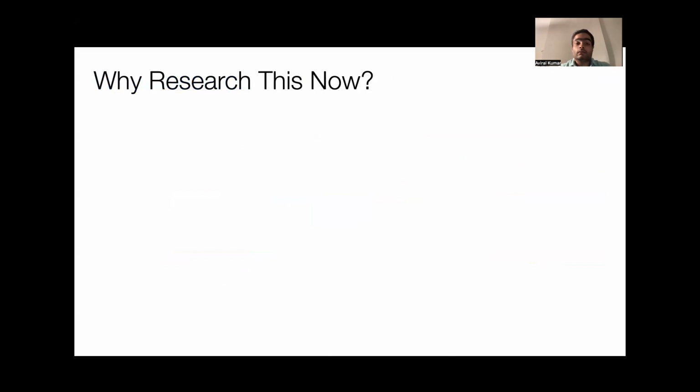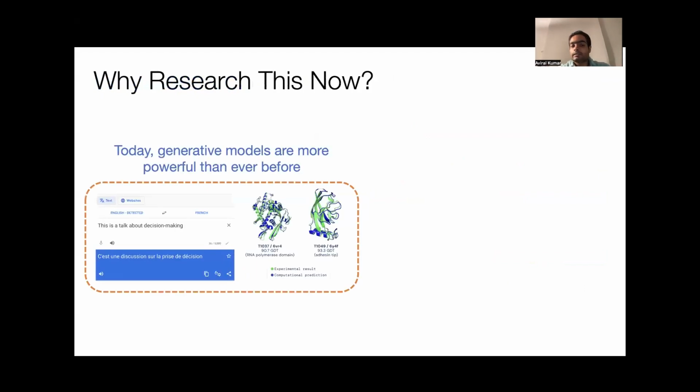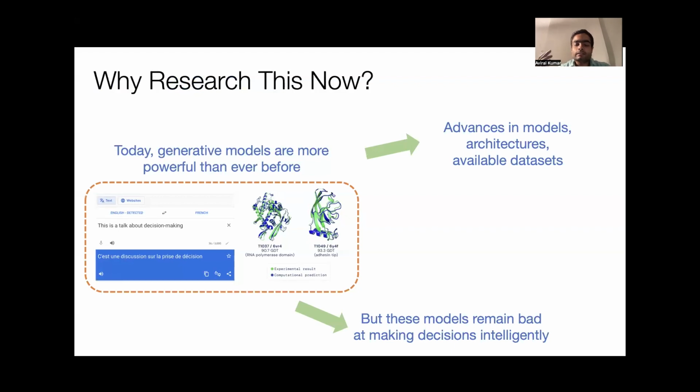One question that I often get asked is, why should we research this now? It turns out that there's been a lot of progress with generative models already. And this has led to a lot of advances and a lot of knowledge creation in how we train models at scale, how we design architectures, even the kind of data sets that we are training these things on. But these models that are trained with simple generative modeling are still really bad at making decisions intelligently. If I were to deploy them in the real world, their performance will start to tank as they keep on interacting more with the world.